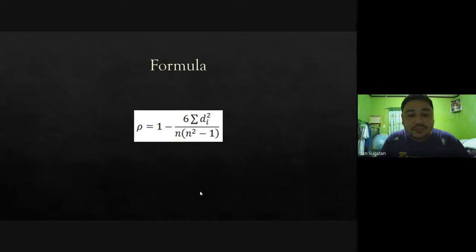So the formula is found on your screens. So it's rho, the letter, the small p-looking one. Rho is equivalent to 1 minus 6 summation of d squared i over n multiplied by n squared minus 1. So basically that is the formula of Spearman rho.